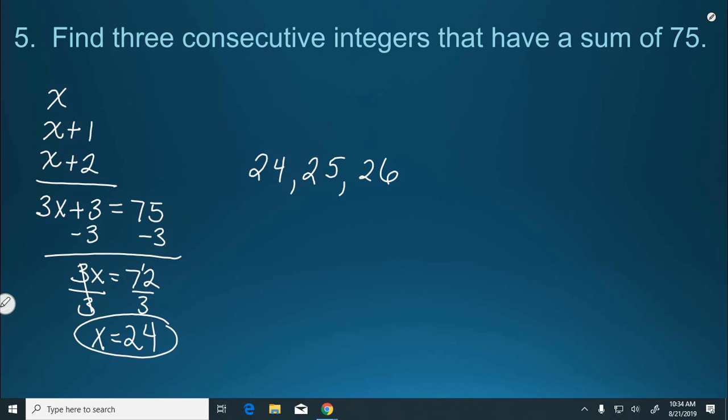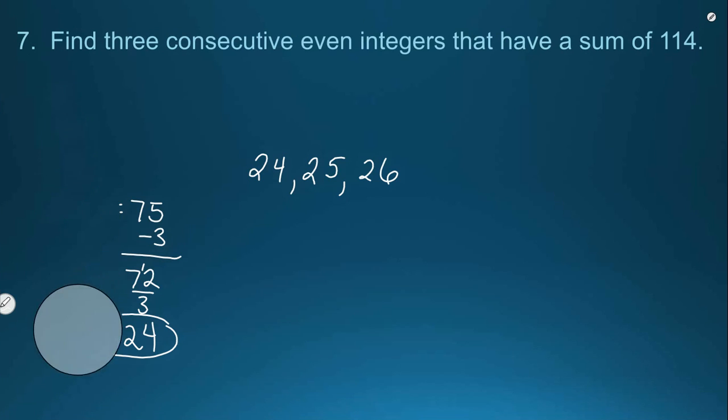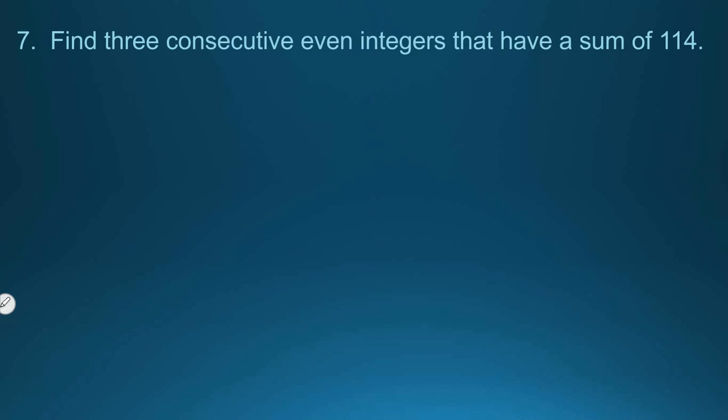Now, if this was a test question, it's really important that you list all the integers, not just the first one, based on how this problem is worded. It says find all three, not just the first integer. And 24 plus 25 plus 26 does add up to 75, so we are correct. All right, jumping to number 7.